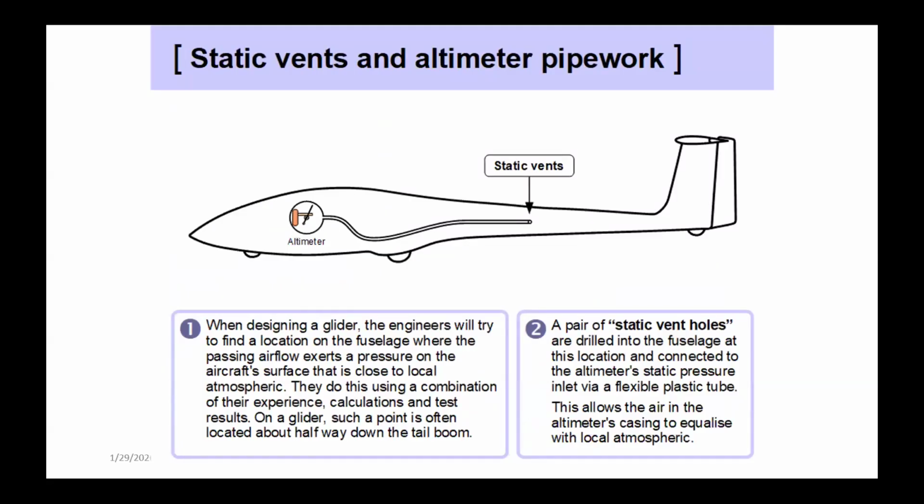So here's one, just to give you an idea. Common static: the K-21 in its certification, its static ports for the altimeter that are for certification are the ones that are on the aft boom, about halfway back between the wing and the tail.